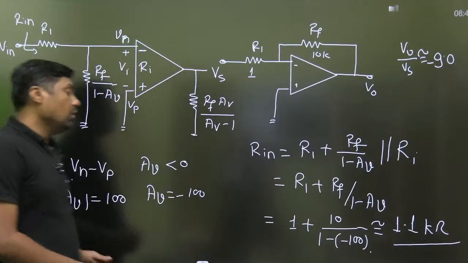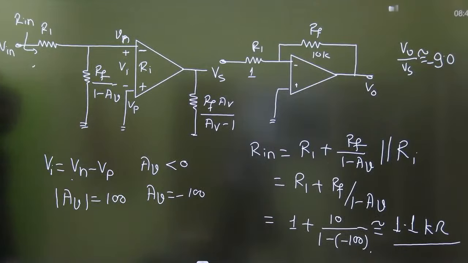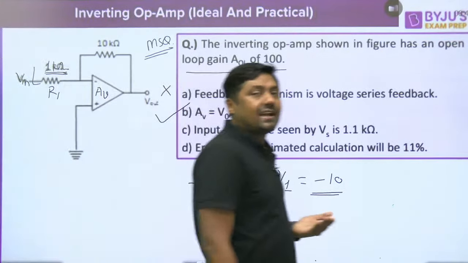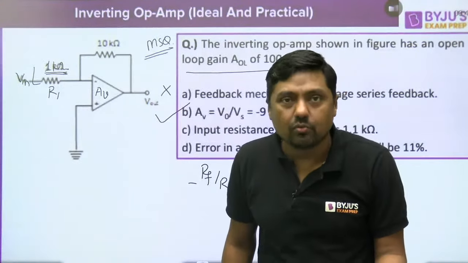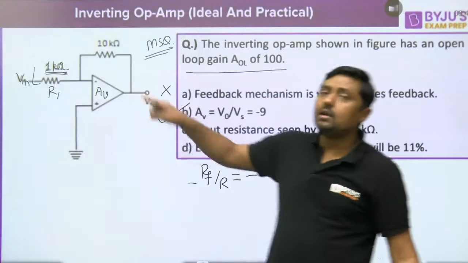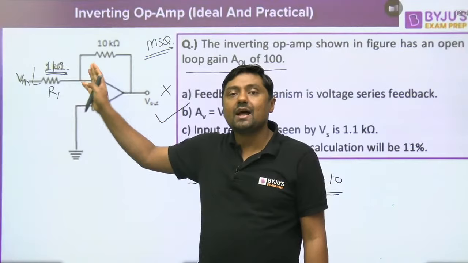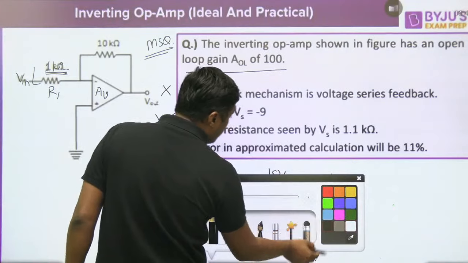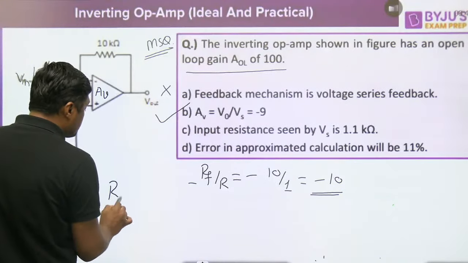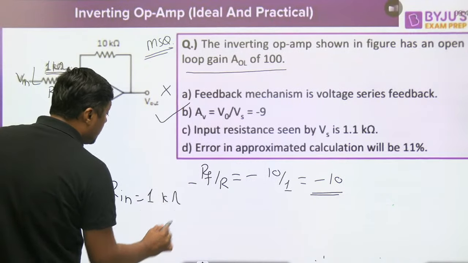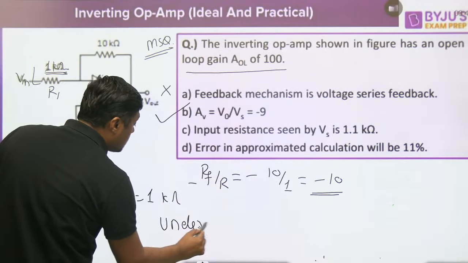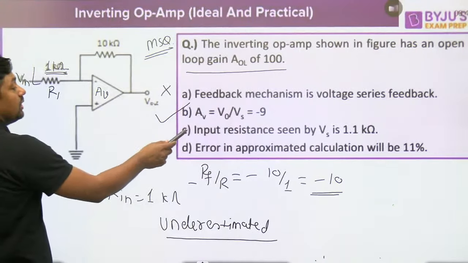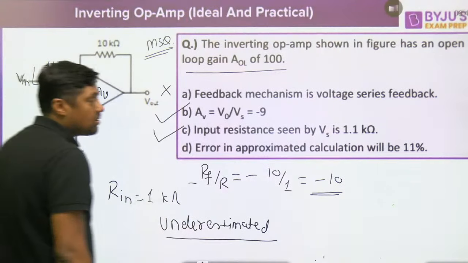Okay, 1.1 kilo ohm. So when I am assuming the ideal op-amp, I am calculating only 1 kilo ohm. When I am doing the exact analysis, actually the value is more than that 1 kilo ohm, right? It means when I am using the approximate analysis, that value is underestimated. If I give the value Rin equal to 1 kilo ohm, that is an underestimated value. Why? Because the exact value is more than that. This is also correct.